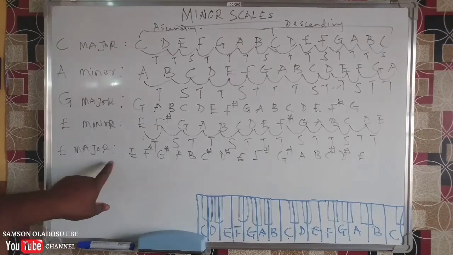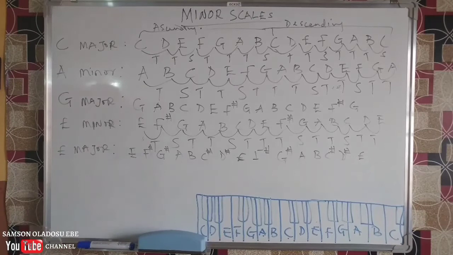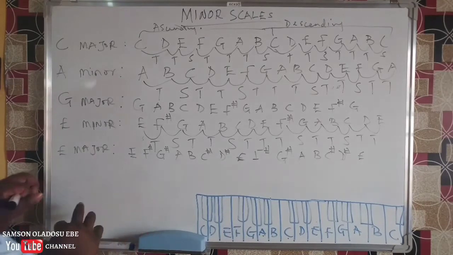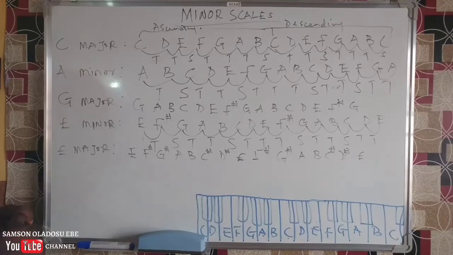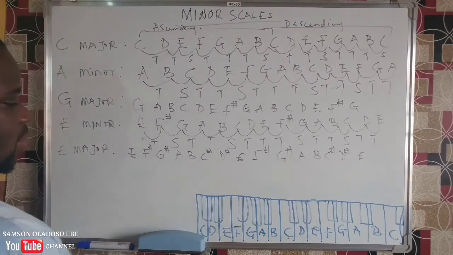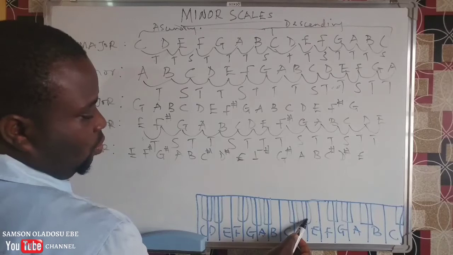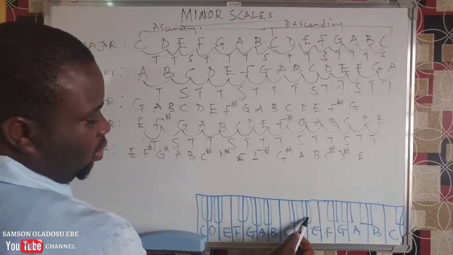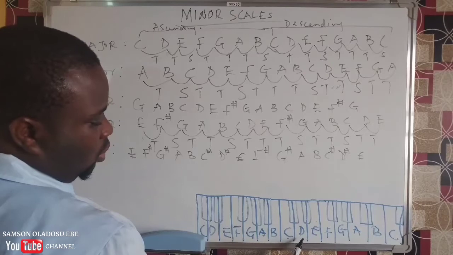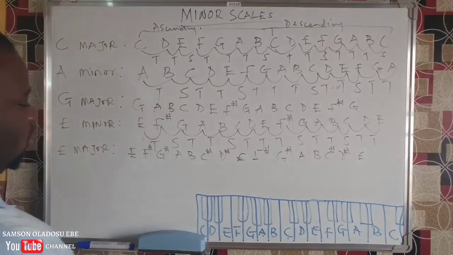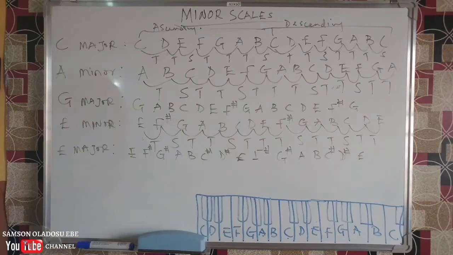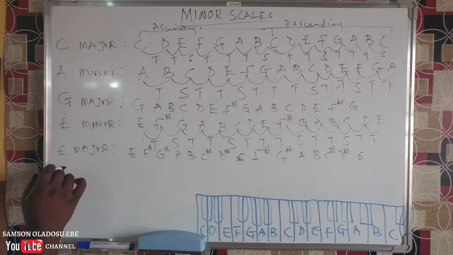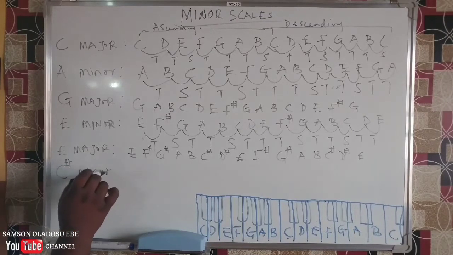Now let's look for the relative minor of E major. Okay, so we're going to count 3 semitones from E. This is E here. Counting 3, E to E flat is 1, E flat to D is 2, D to D flat or C sharp is 3. So the relative minor of E major is C sharp minor, sorry. C sharp minor.